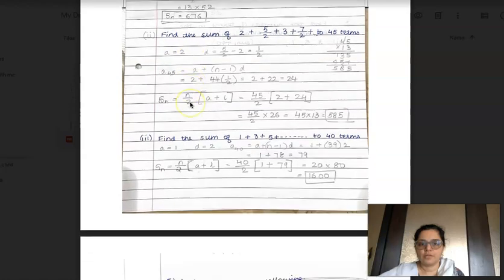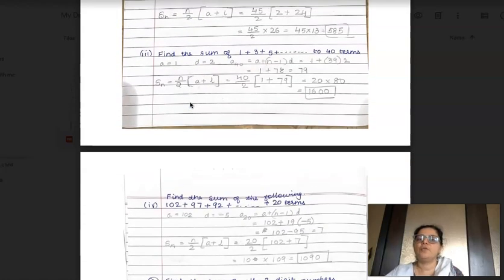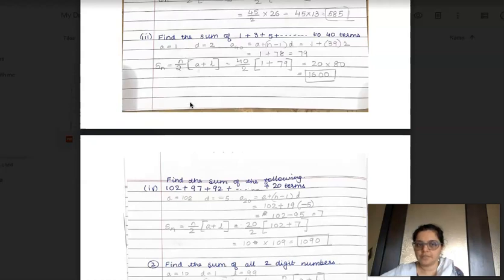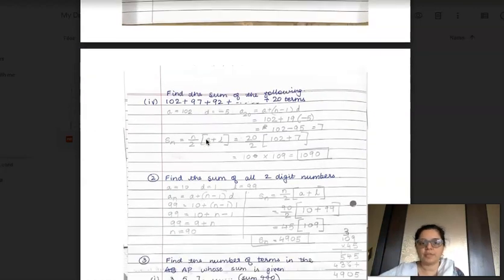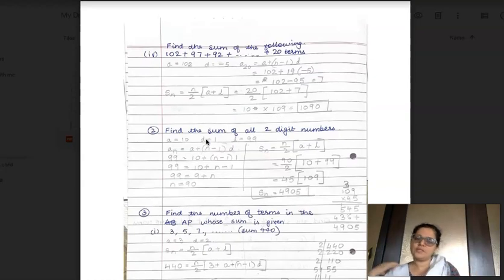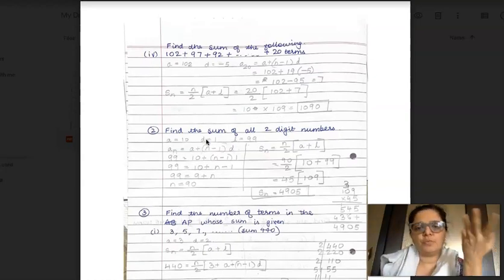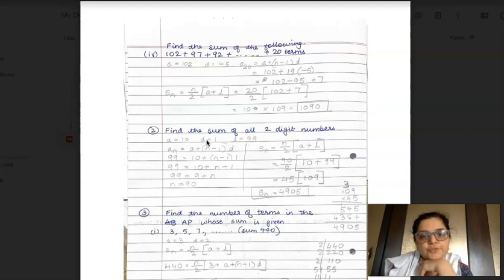Let's go to the next one. Find the sum of so and so terms. Now this is a very easy sum where d is 2 and a is 1. Please take your time, pause the video and try to go through it. Since the entire working is given, I'll move on to the next sum. A few important sums I will explain in between, but most of the sums are pretty self-explanatory.